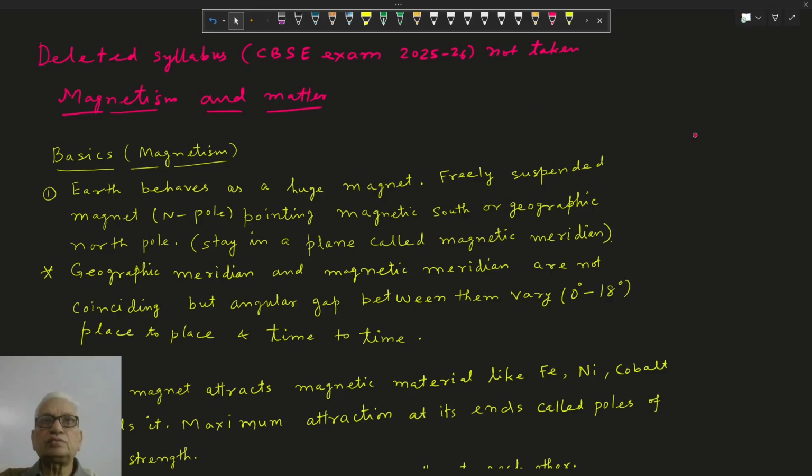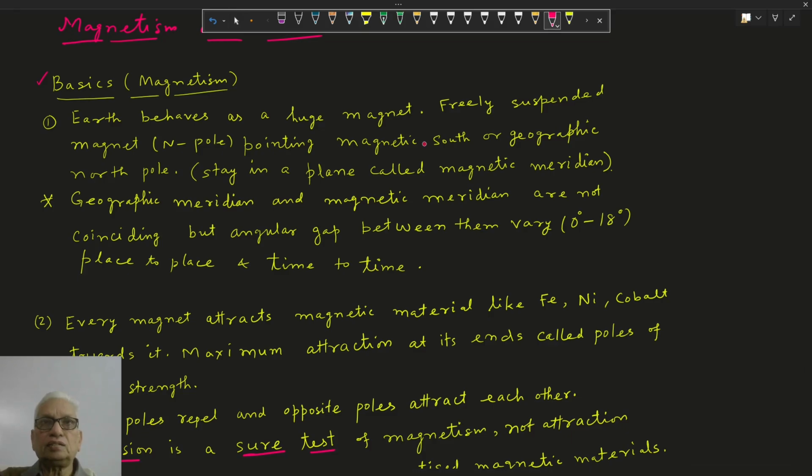Hello, we are going to discuss magnetism and matter. We are discussing the basics of a magnet. Here, Earth behaves like a huge magnet. A freely suspended magnet always points in a particular direction, that is magnetic south or geographical north, called the magnetic meridian. Means a freely suspended magnet always stays in a particular direction, that is the magnetic meridian.